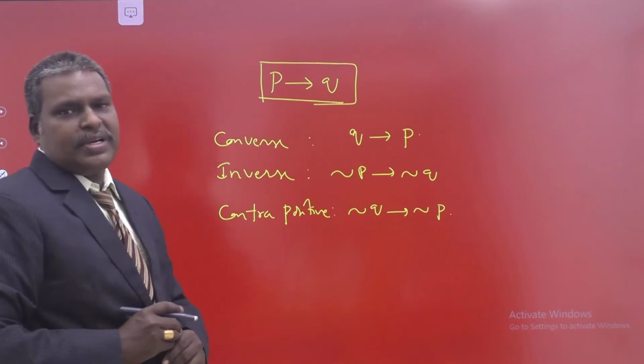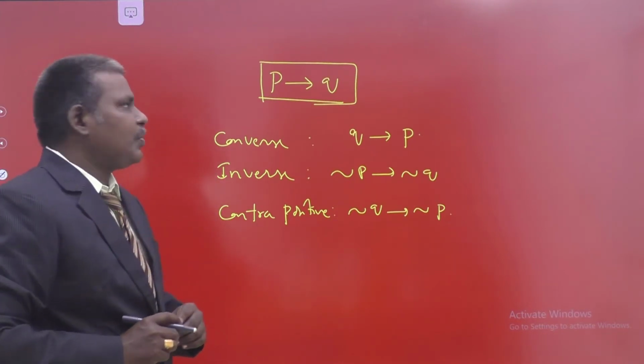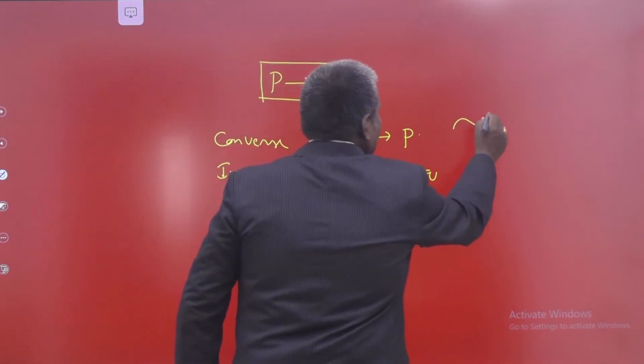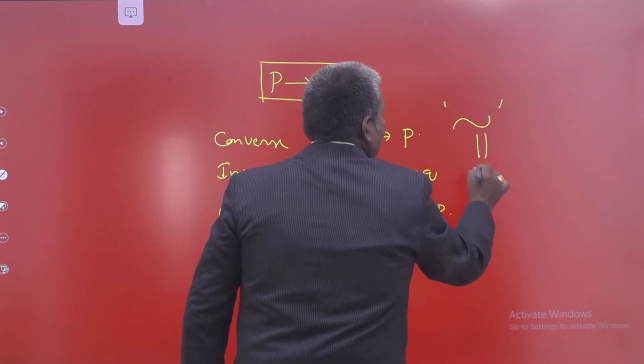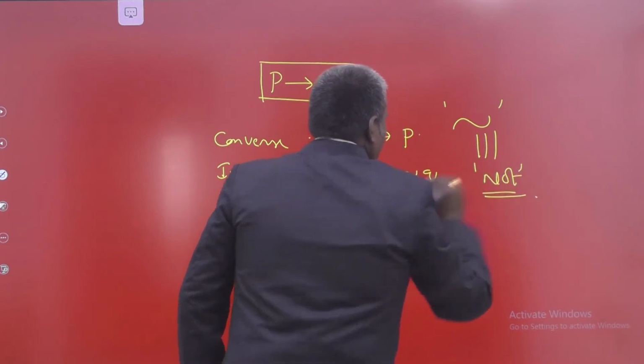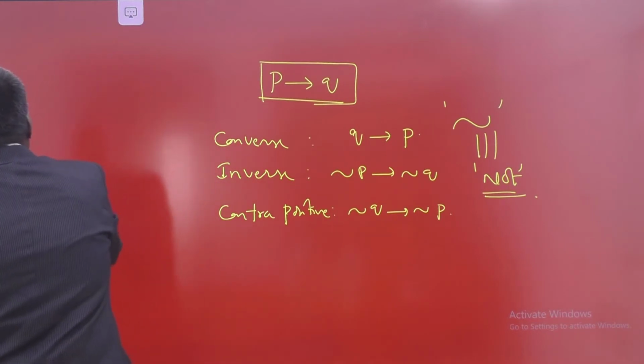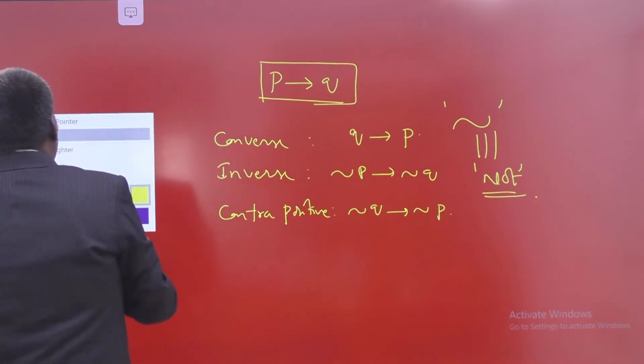These are the 3 statements. These are also very important: converse, inverse and contrapositive. What is this? This is negation. By negation we mean not.